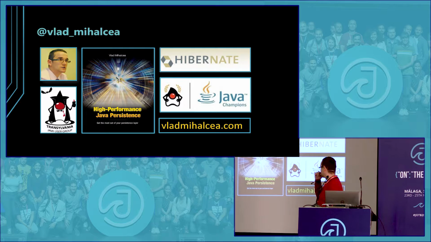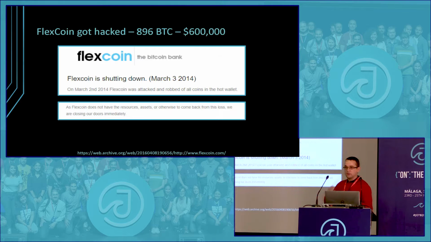The things about myself. Yes, my name is Vlad Mihalcea. I'm coming from Transylvania. Check out the logo, probably the coolest one there. I work for the Hibernate project, and I'm a Java champion. I do a lot of writing, also on my blog, and I wrote this book, which this presentation is pretty much based on.